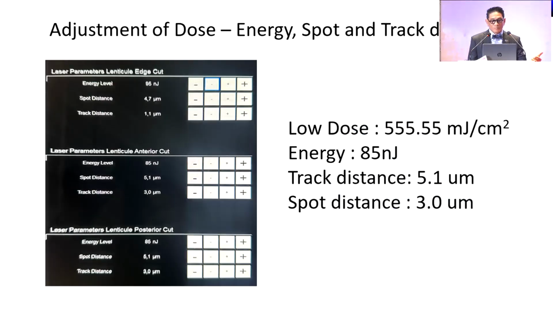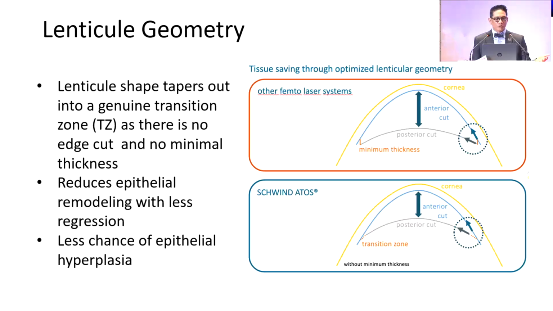So in our machine, you can actually titrate this. We started with 100. Now our energy is 85 with a track distance of 5.1 and 3, and we have a low dose of 555, which is good because the dose should be around 400 to 800 so that you have less edema the next day after surgery. And lastly, the lenticule geometry is also important.